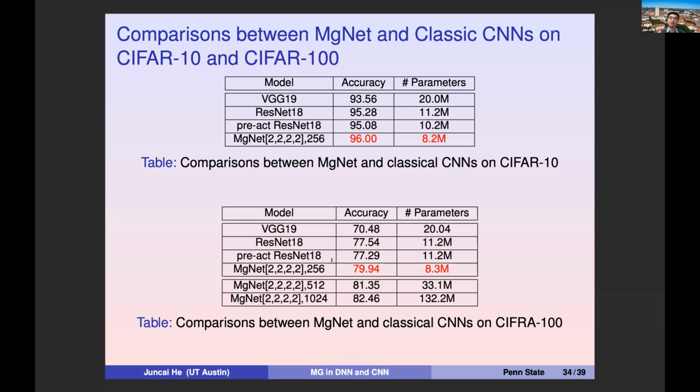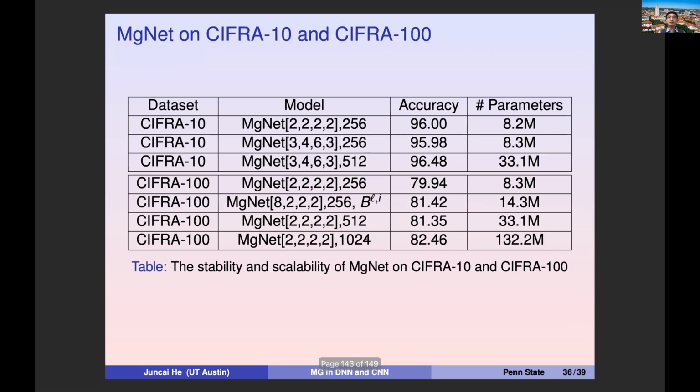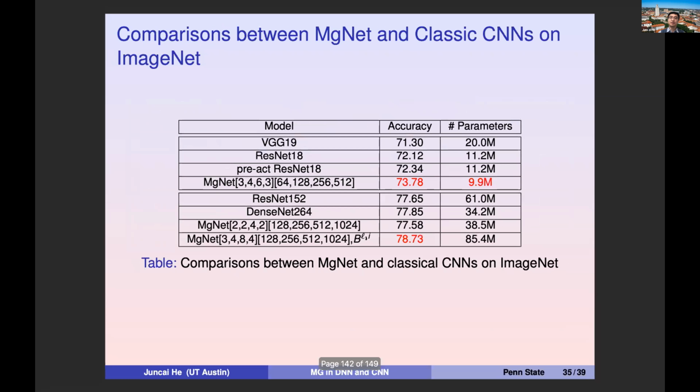So here, this is a comparison on CIFAR-100. We can still say that we have fewer parameters but higher accuracy, right? This is on MgNet. Okay, if we try this model, we have this, and also here this B_l^i means that on each layer, on each block, we do not share this B. Yeah. So this is some comparison to show the power of MgNet.